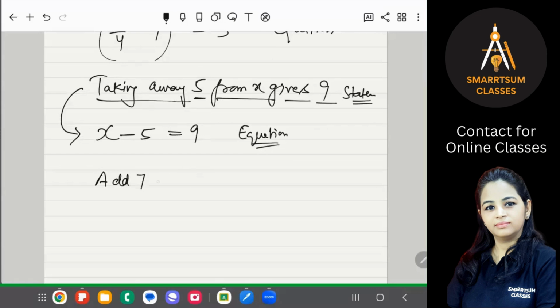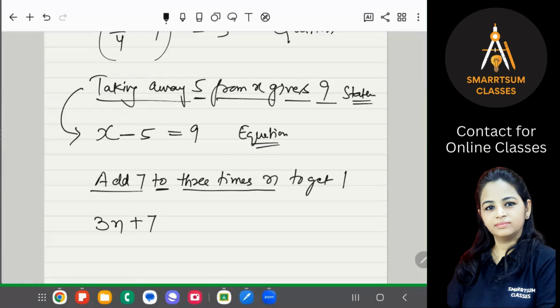Let's do one more. Add 7 to 3 times n to get 1. Divide it into small parts. Add 7: plus 7. To what do we have to add? 3 times n, 3n. To get means equal to 1. Understood? So in this way, we convert the statement into an equation.